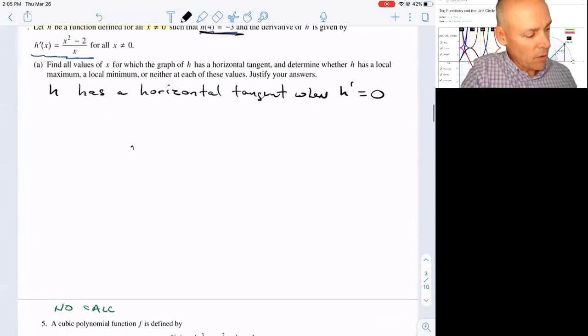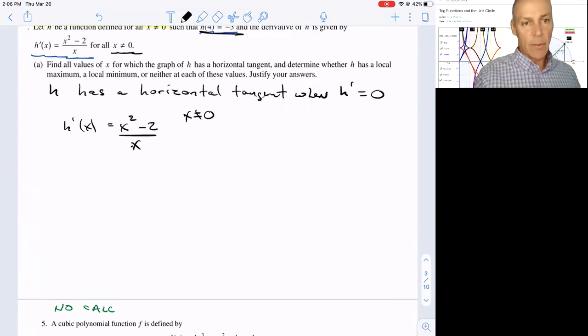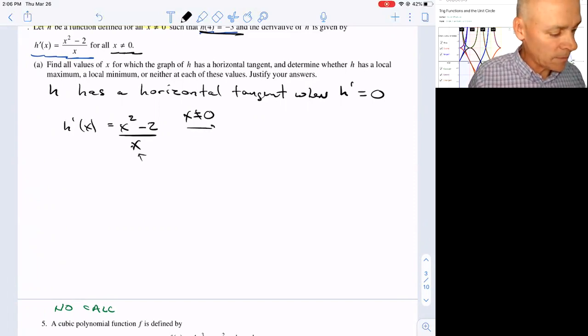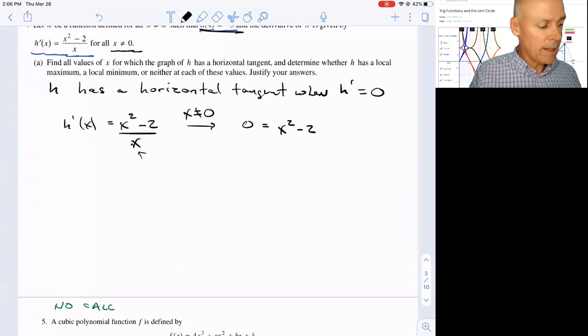Okay, so I'm going to take h prime of x, which is equal to x squared minus 2 over x. And again, I have the same restriction that I had for h, that x is not equal to 0. We can see for h prime why we need that restriction, obviously, with the x in the denominator. Well, I want to set h prime equal to 0. And because really all I'm concerned with is the numerator, I can ignore the denominator for this.